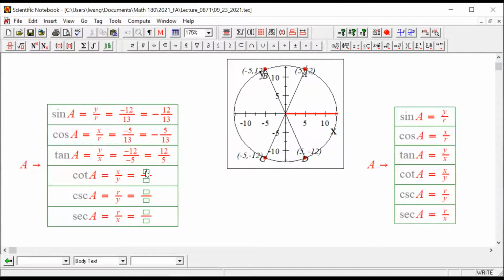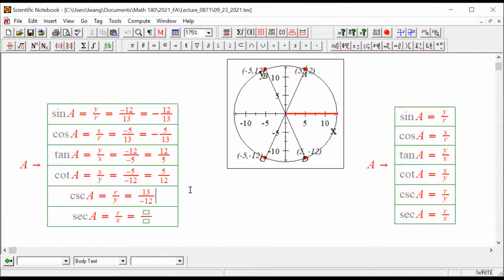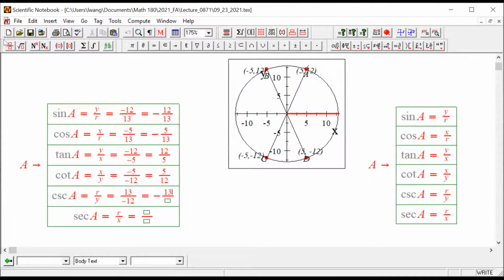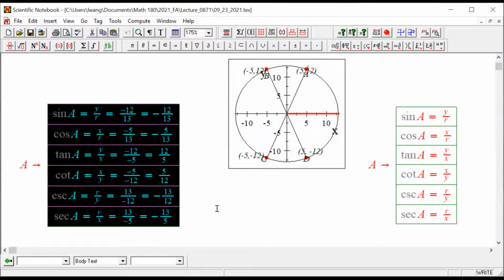Cotangent is x over y, so it's going to be negative 5 over negative 12. Reduce that fraction, you get 5 over 12. R is 13, Y is negative 12, so in the end you get negative 13 over 12. R is 13, X is negative 5, so in the end you have negative 13 over 5. Is everybody following me? These are the answers for C.